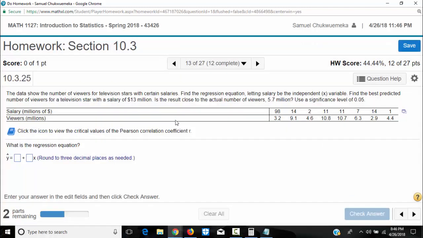Question 13. My calculator. The data showed the number of viewers for television stars with certain salaries. Find the regression equation, letting salary be the independent variable. Find the best predicted number of viewers for a television star with a salary of $13 million. Is the result close to the actual number of viewers, 5.7 million? Use a 5% significance level.